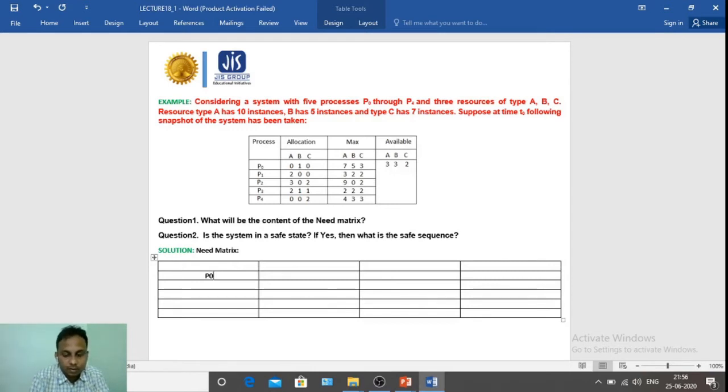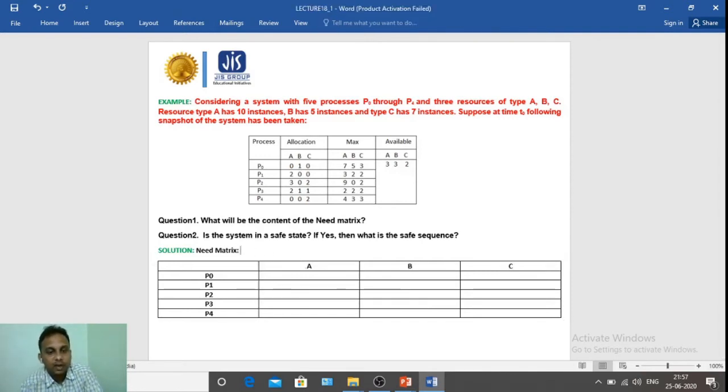This is P0, this is P1, this is P2, this is P3, and this is P4. And these are the resources, that is A, B, and C. Okay, so what is the formula for need matrix?